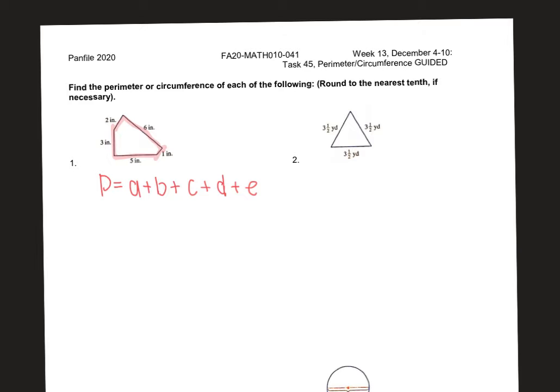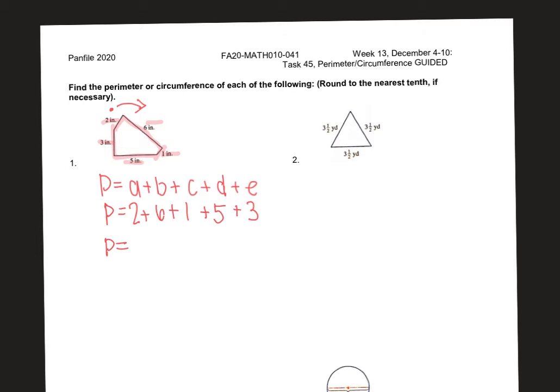Our second step is going to be to plug in all of those outside sides, which I just highlighted. And we have 6, and we have 1, and we have 5, and we have 3, and we have 2. Now, the only trick to this is you really want to come up with a system that works for you. So I pick a side, I kind of mark it, and then I work clockwise around it. So I would rewrite this P equals 2 plus 6 plus 1 plus 5 plus 3. And then I'm going to add them.